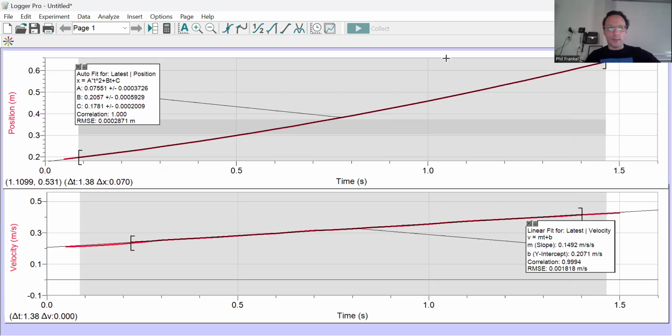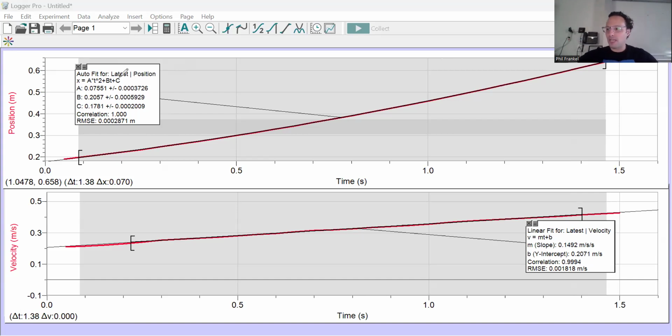Alrighty, so can we make sense of this? Sure we can. So it looks like the generic formula, which they're giving me here, is x equals at squared plus bt plus c. That is the standard form of a parabola if x is what I'm plotting on the vertical axis and t, time, is what I'm plotting on the horizontal axis. And it's giving me some numerical values for A, for B, and for C.